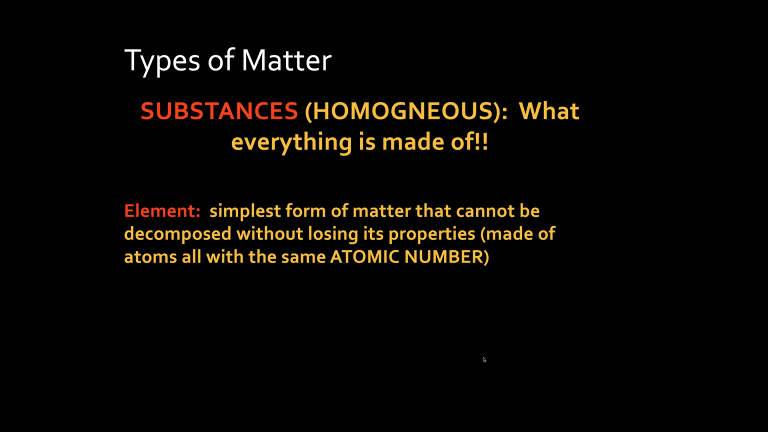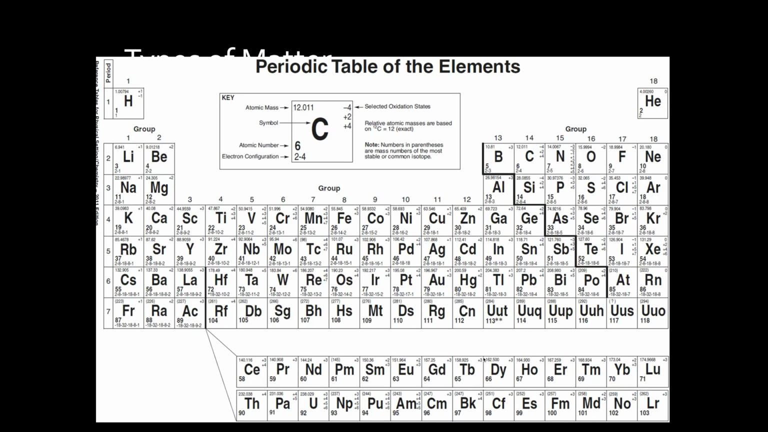An element is the simplest form of matter that cannot be decomposed without losing its properties. And all atoms of elements contain the same atomic number if the atoms are the same element. For example, all atoms of iron will have an atomic number of 26, and all atoms of phosphorus will have an atomic number of 15. These elements down here have been given names above and beyond what are given on your New York State reference table. What all this stuff means we'll be dealing with later in the year.